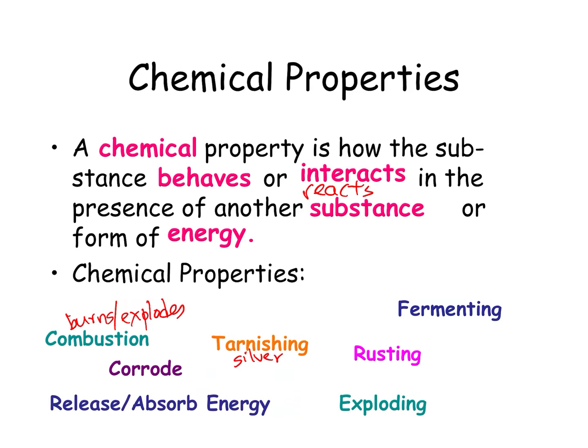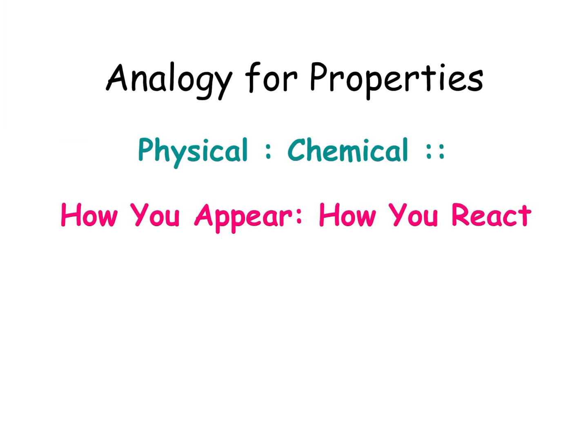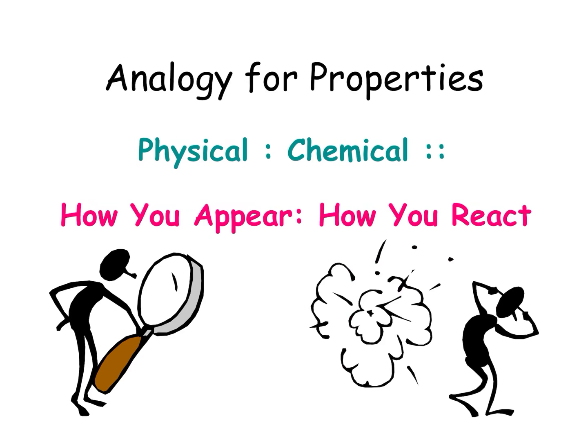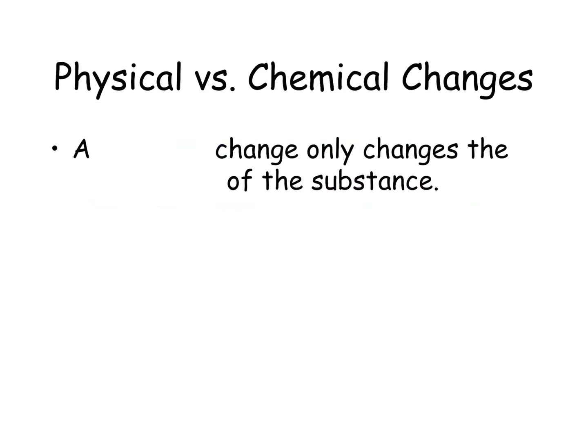Releasing energy and absorbing energy. So if you release energy, that's going to be something called exothermic, that's a chemical property, and if you absorb, you will get colder, it's called endothermic. So an analogy to help you remember these properties is how you appear versus how you react. Okay? So those are physical and chemical properties. Physical and chemical changes, because of course, things undergo change all the time.